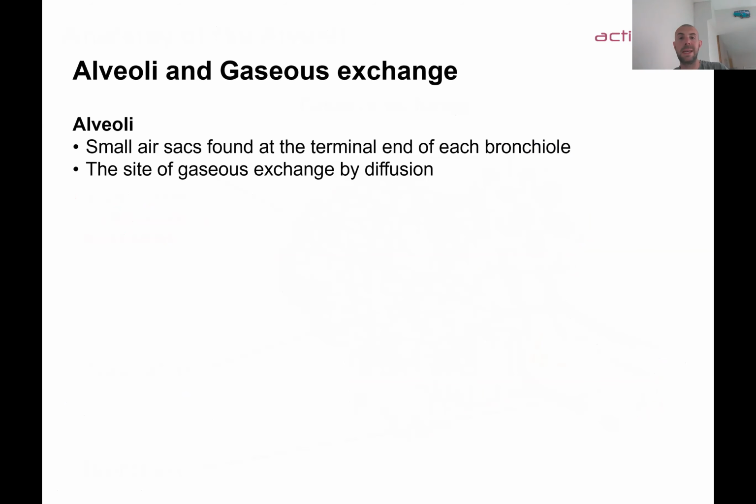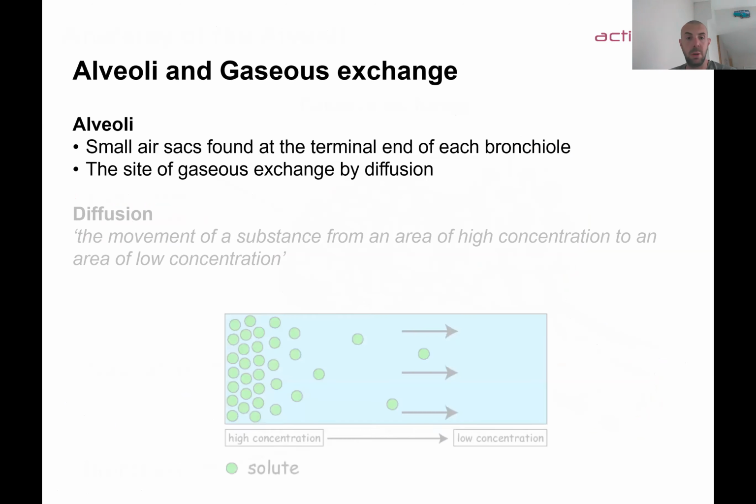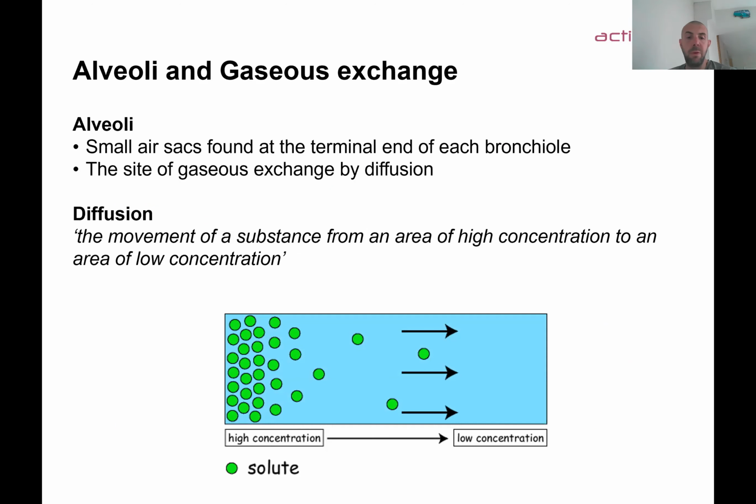Okay, alveoli and gaseous exchange. So small air sacs found at the end of each bronchiole are the site for gaseous exchange by diffusion. So this is one thing moving from an area of high concentration to an area of low concentration, a bit like the pressure with the lungs and the air rushing in. So where you've got high concentration, it will then rush towards the lower concentration.